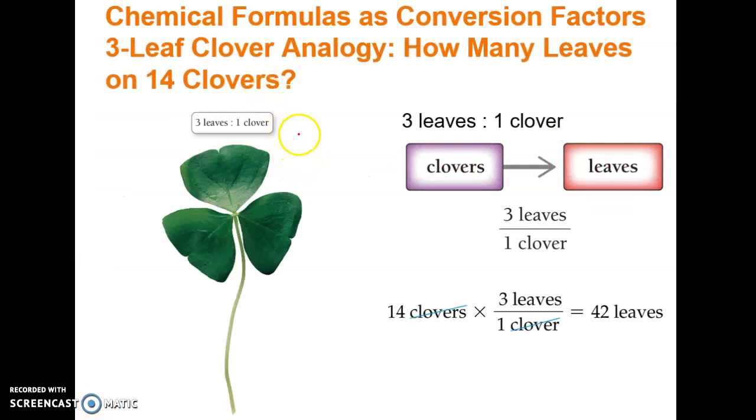Okay, so now we're going to use chemical formulas as conversion factors. So let's just use something simple to start with. We can see that this clover has 3 leaves, so we can use that as a conversion factor. 1 clover has 3 leaves. So if I have 14 clovers, how many leaves would I have? Well, we have 14 clovers. We're going to use our 3 leaves per clover as our conversion factor. Our clovers cancel, and we would take 14 multiplied by 3, and we'd end up with 42 leaves.